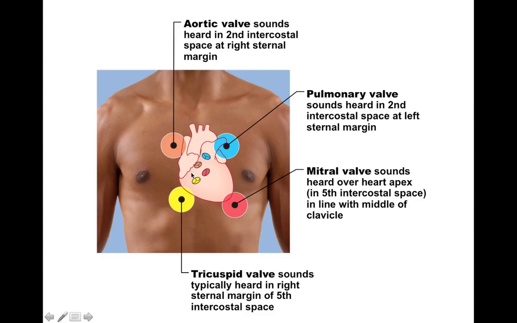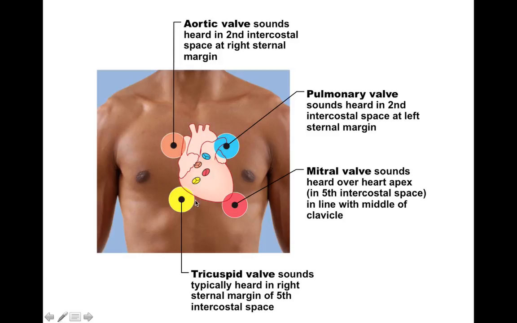Now these sounds can be auscultated, or heard, between the second and fifth intercostal spaces. So the intercostal spaces are the spaces between the ribs. The second intercostal space would be the space between ribs 2 and 3, and the fifth intercostal space would be between ribs 5 and 6. And you can hear these valves in those specific regions.